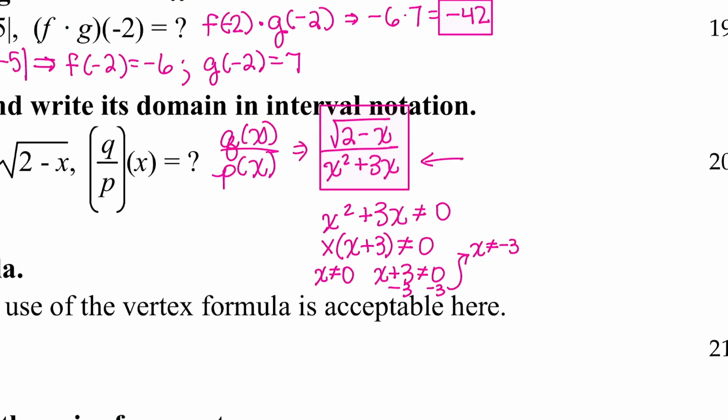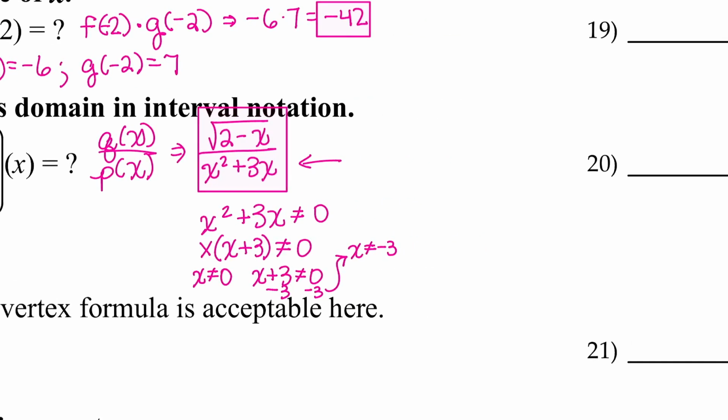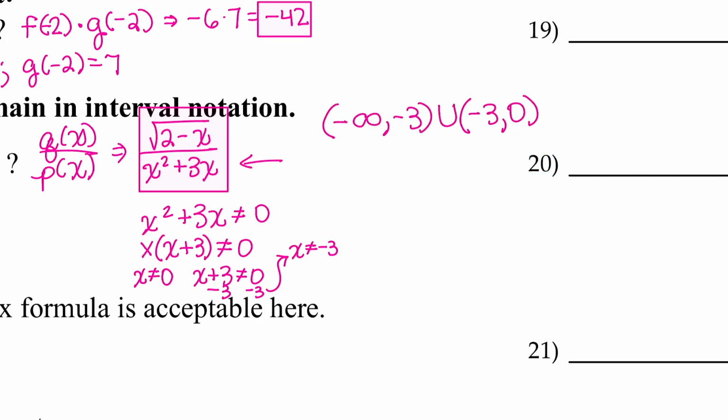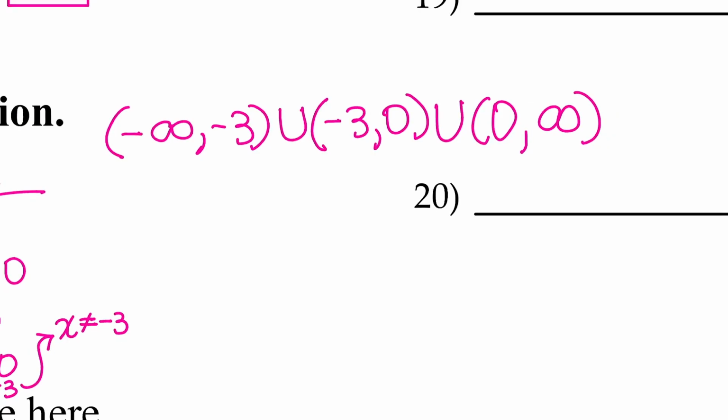Now, in order to write this in interval notation, the domain can exist everywhere else. So it can go from negative infinity to negative 3, cannot be negative 3. Union from negative 3 to 0. Union 0 to infinity. In other words, what we're saying here is that the domain can go from negative infinity to positive infinity and every number in between, with the exception of negative 3 and 0.